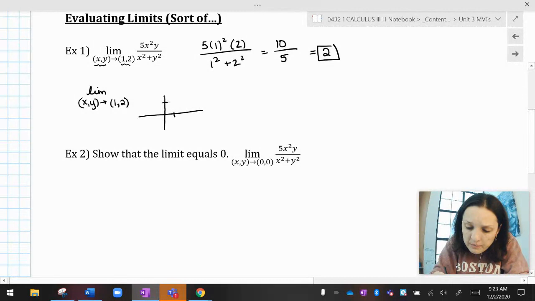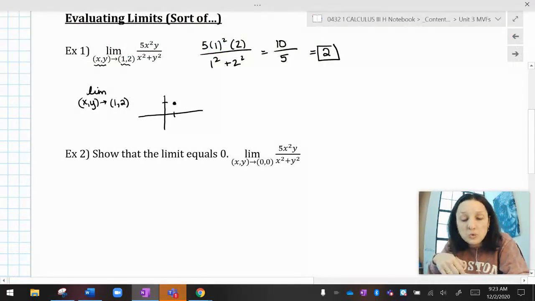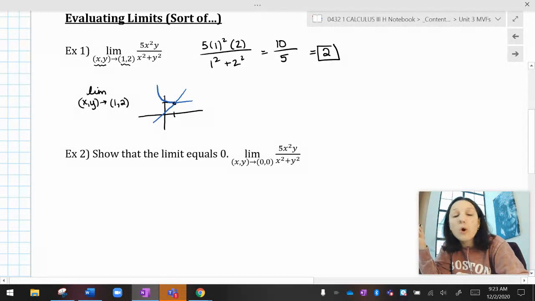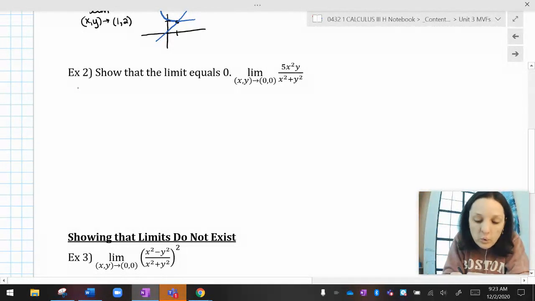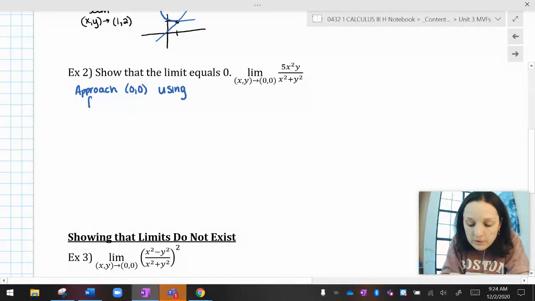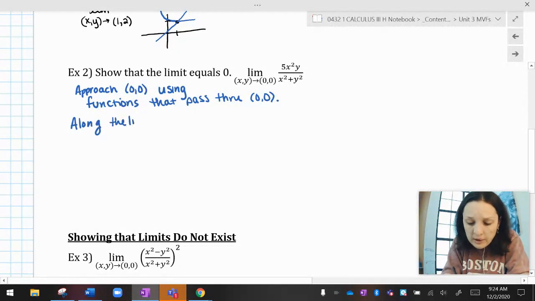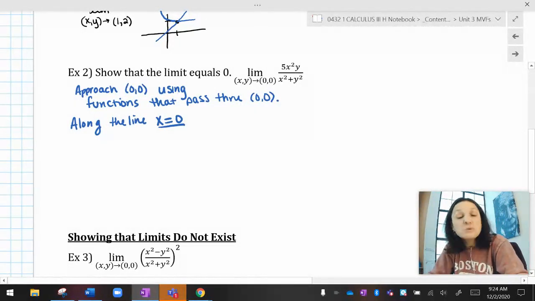So if I want to come at the point (1, 2), I could come at it this way. I could come at it that way. I could come at it this way. I could come at it this way. There aren't just two sides anymore. There's an infinite number of sides. So if I want to show that this limit equals 0 and I can't just straight up evaluate it, what we are going to do is approach (0, 0) using functions that pass through (0, 0). For example, how about I approach this along the line x equals 0. Yeah, x equals 0 is a path that goes through (0, 0). Of course it is.